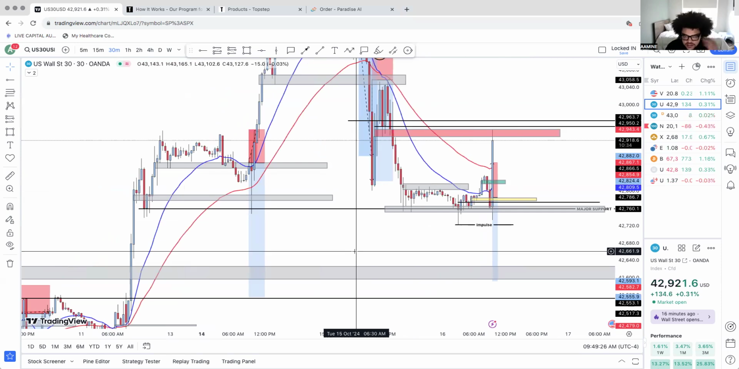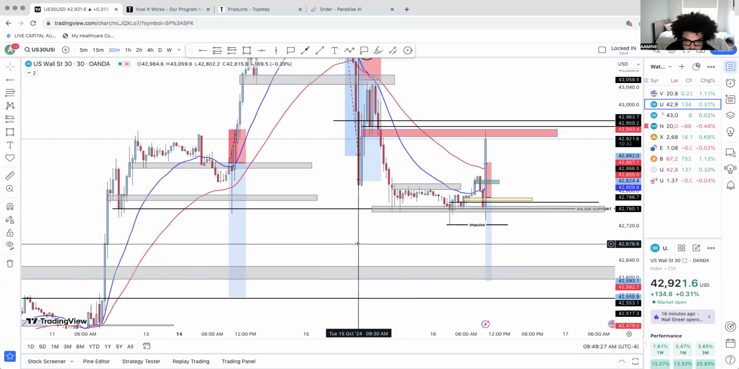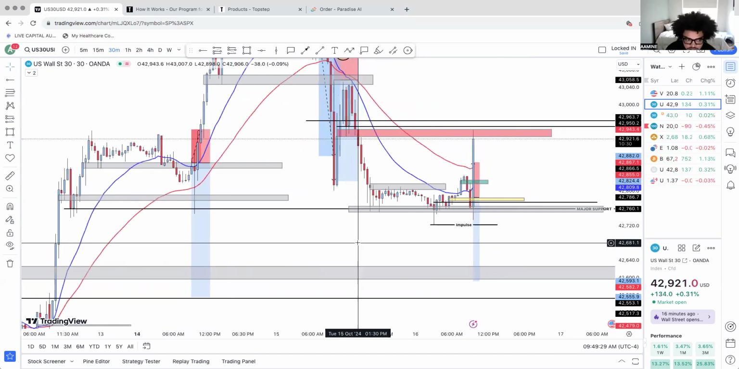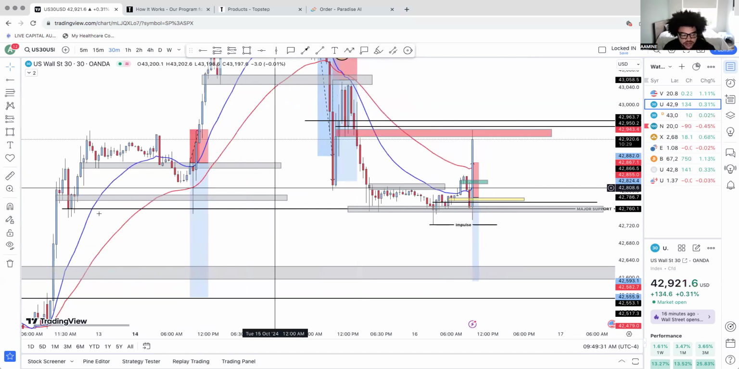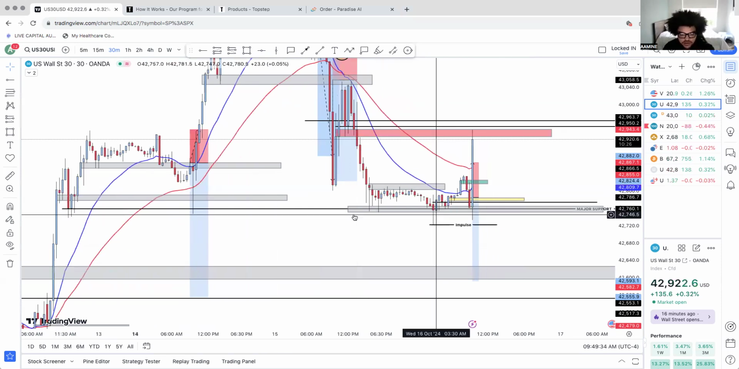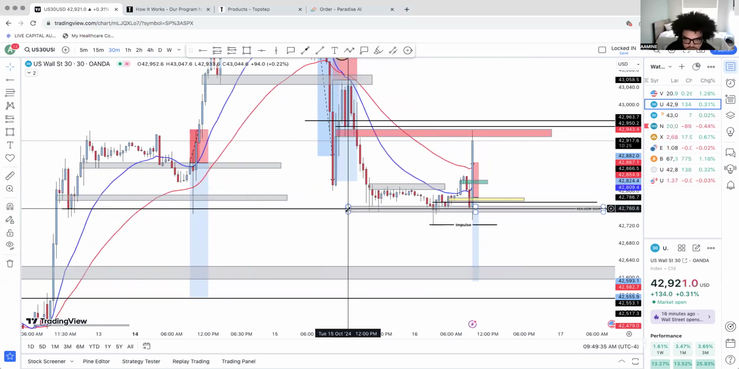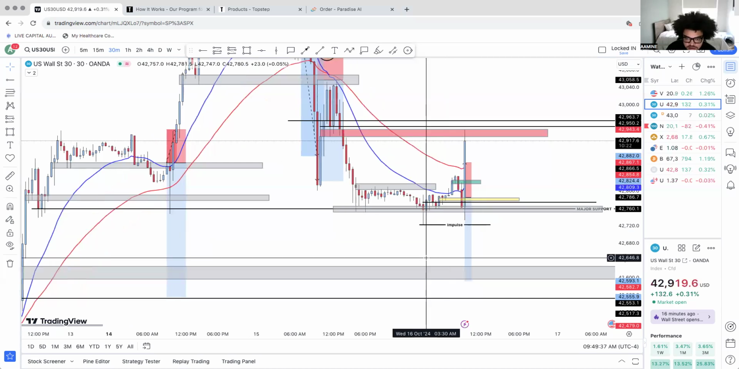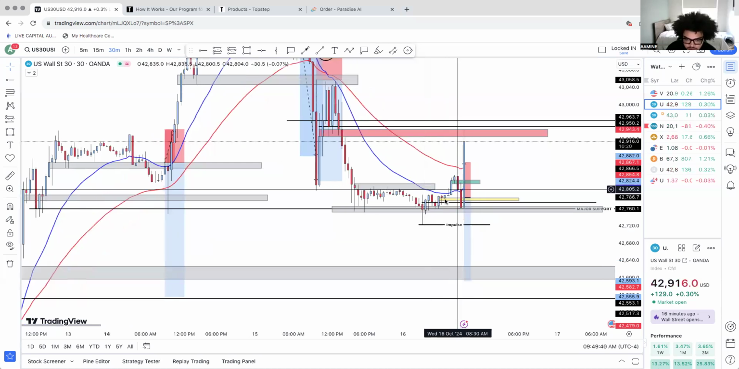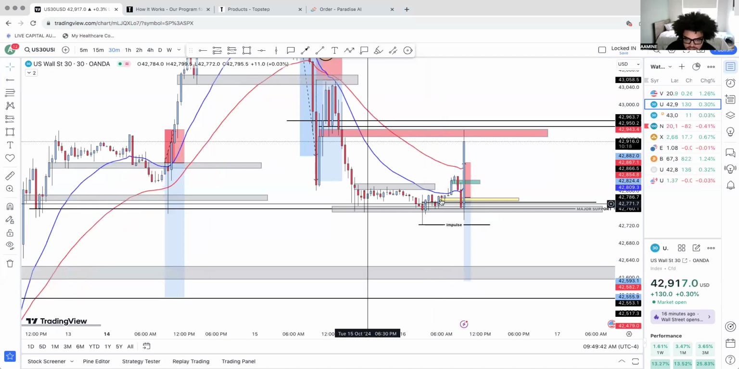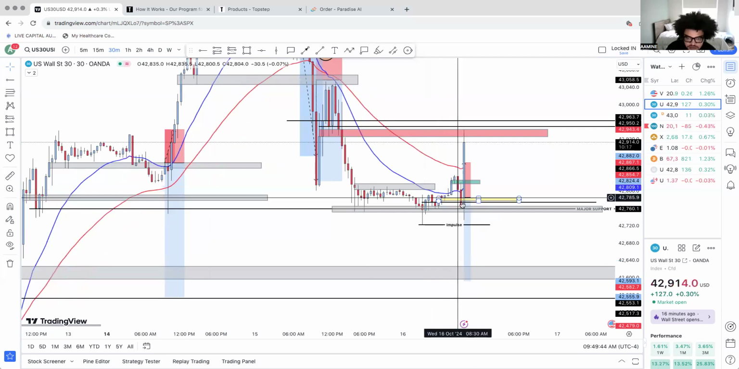So it's all really about sticking to your plan, but really understanding that once you get down to these areas of support, it's not just, oh, we have support, let me buy. No, look at the setup that you get when you're at support. This setup that we got while we were at support, with a lot of consolidation, rejection of the EMAs and things of that nature, this setup is really well. You feel what I'm saying?